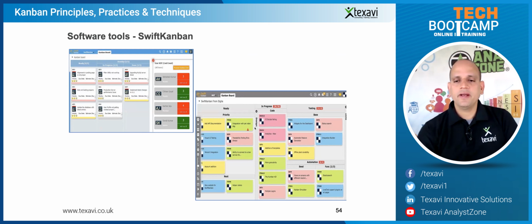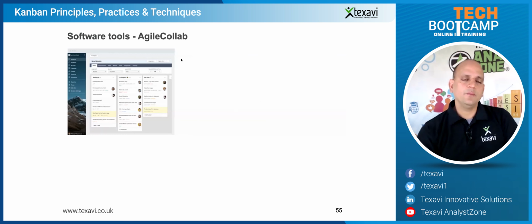And you can again see in one view where it is, how much of it has been done, and who is working on that. So very useful tools, and the same with Agile Collab. It's pretty much like Trello, actually.